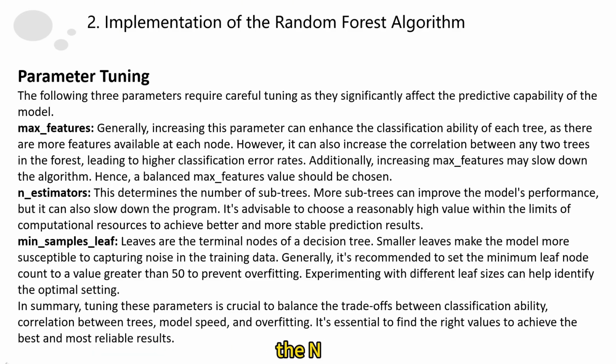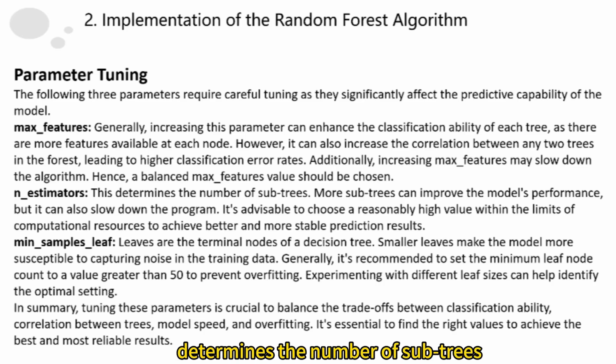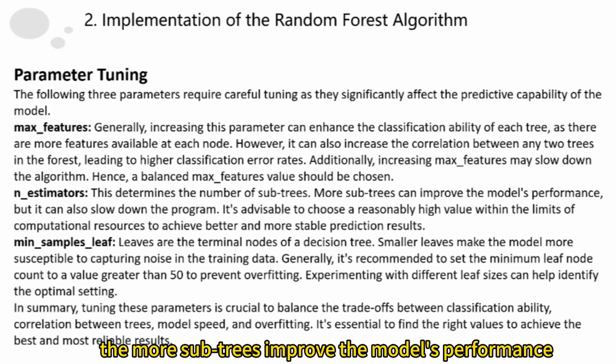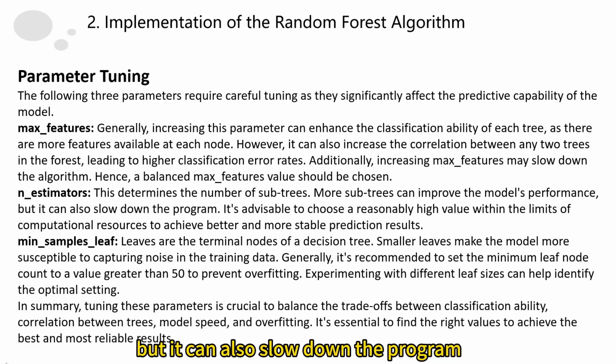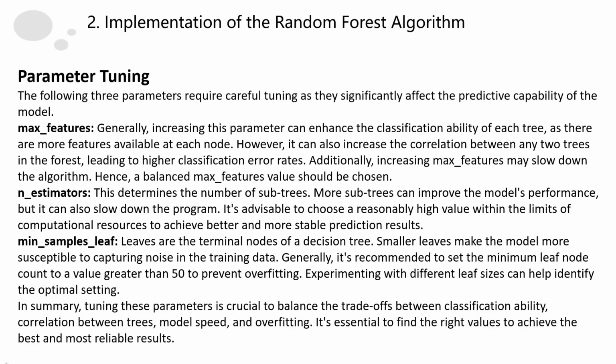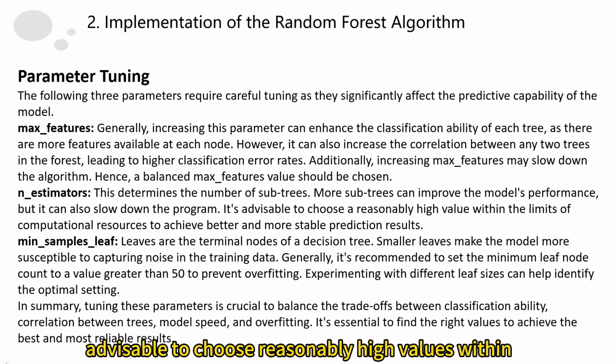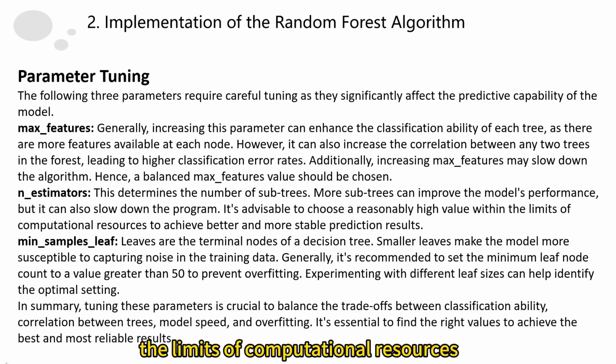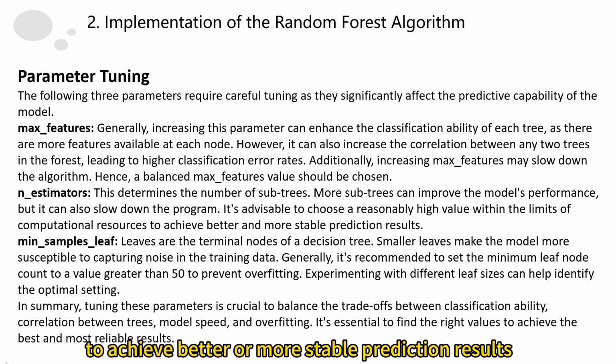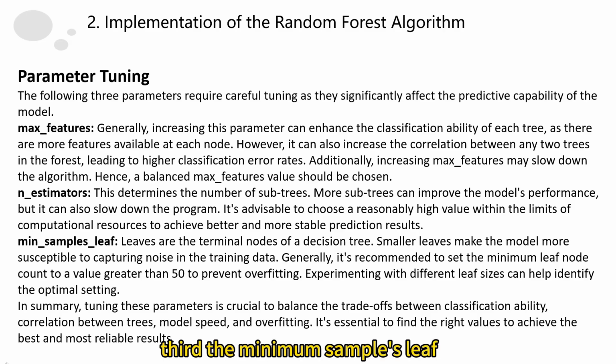Second, n_estimators determines the number of subtrees. More subtrees improve the model's performance, but they can also slow down the program. It's advisable to choose a reasonably high value within the limits of computational resources to achieve better or more stable prediction results. Third, the min_samples_leaf.